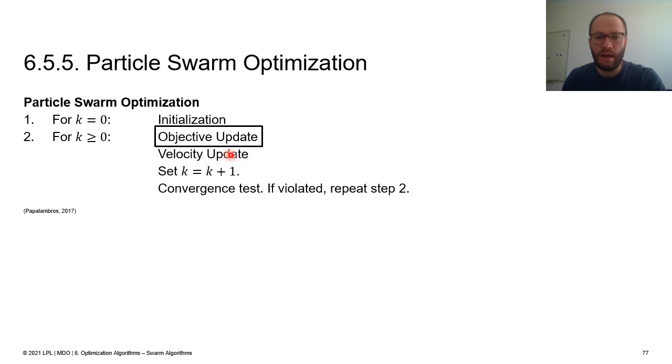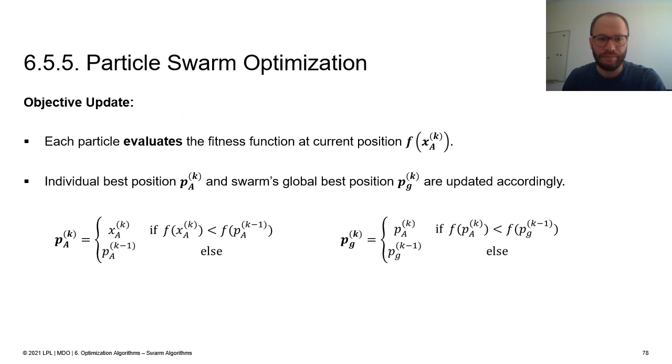Next, we come to the objective update. In the objective update, each particle is first evaluated. Here again, you see one basic operator of evolutionary algorithms. At each position, the objective function or fitness function value is evaluated, and then two things are carried out. First, the individual best position is updated. Here you see it again. What you do is you have the current position of your particle and you compare it with the latest best position of your particle, and if it's better, then this is the new best position.